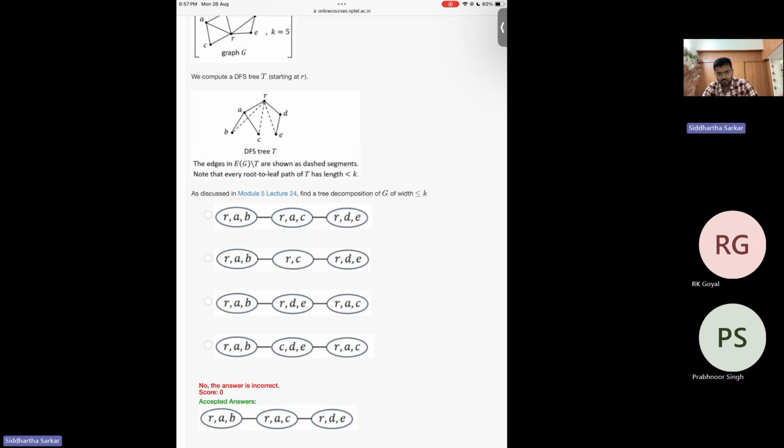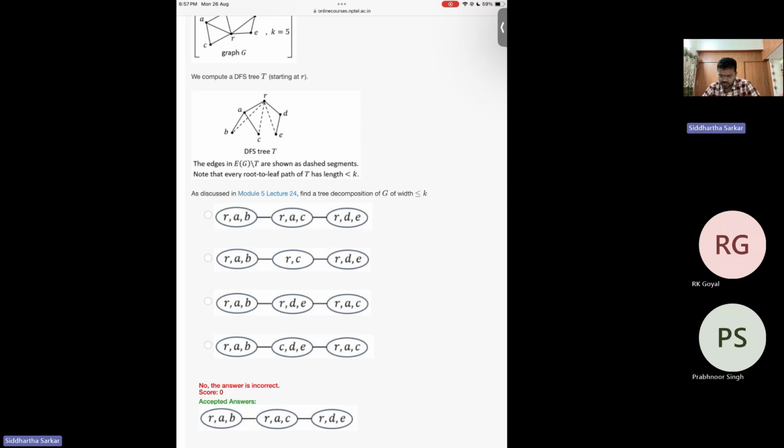Next, consider another leaf, C. Consider the path in the DFS tree from root to C. Again, R, A, and C are in this path. So that is the next bag. The next bag is with respect to the leaf E. The R to E path has R, D, and E. Therefore, that is the next bag.